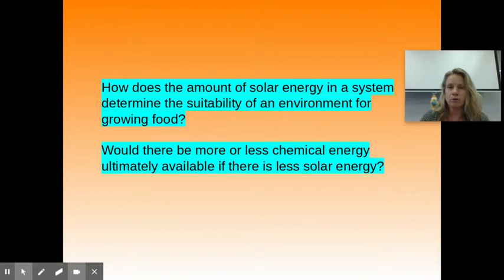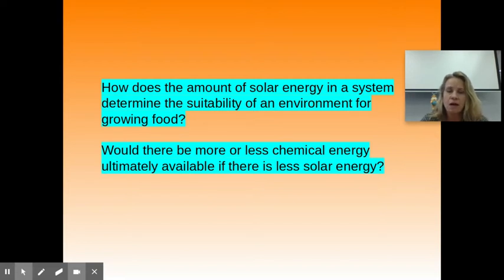All right, so a couple questions to ponder. How does the amount of solar energy in a system determine the suitability of an environment for growing food? I'll give you a minute to think about it. So think about it here. If it's too hot, like a desert, we also have to have water. If we don't have water, then it doesn't matter how much sunlight we have. If we have a super dark forest, we're not going to be able to grow crops that require lots of sun, like corn or wheat. So the amount of solar energy is definitely really important, but also water.